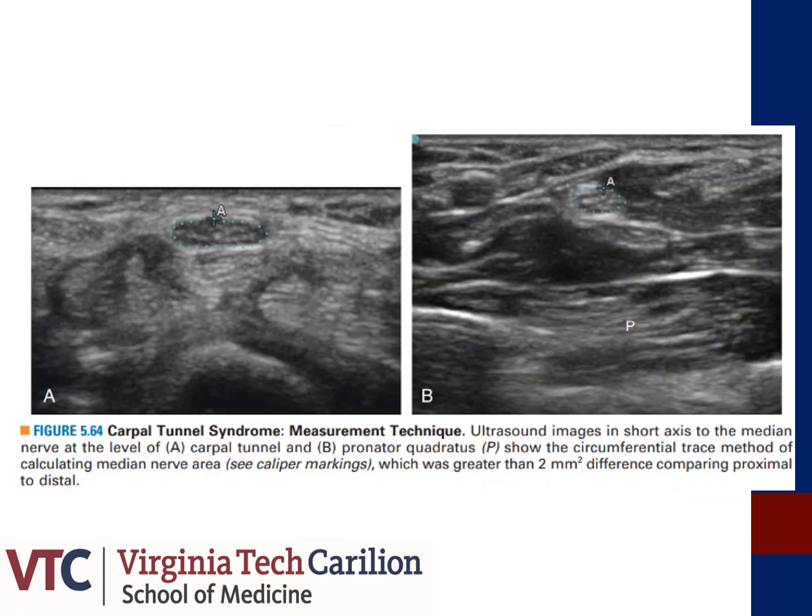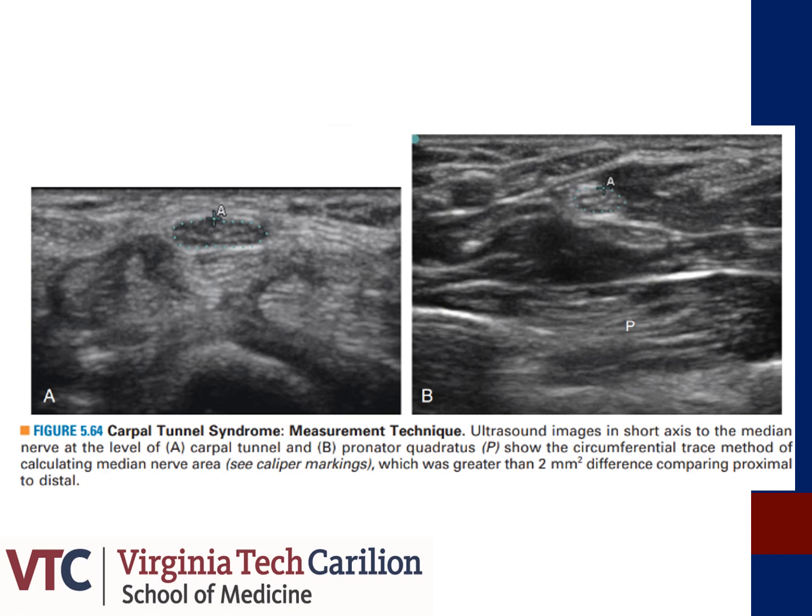Here you can see a demonstration of the measurement of the median nerve's cross-sectional area, both at the level of the carpal tunnel and at the level of the pronator quadratus. You are able to utilize the difference in these two cross-sectional areas to facilitate your diagnosis of carpal tunnel syndrome.